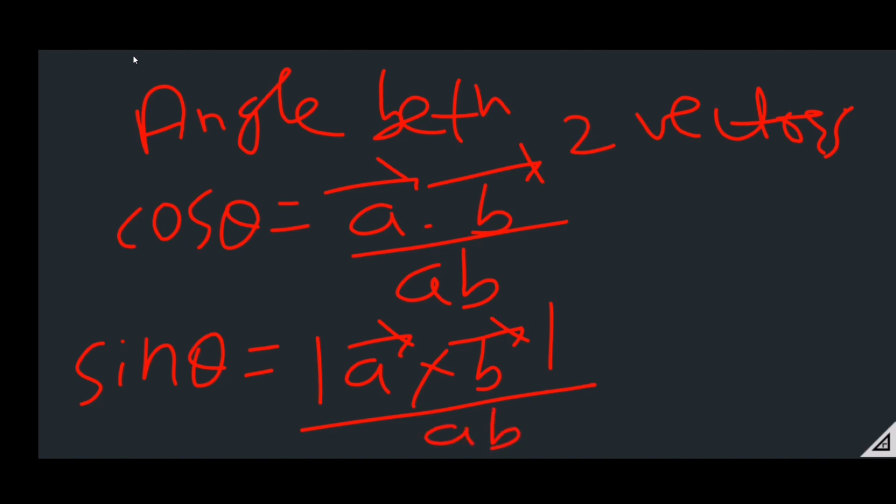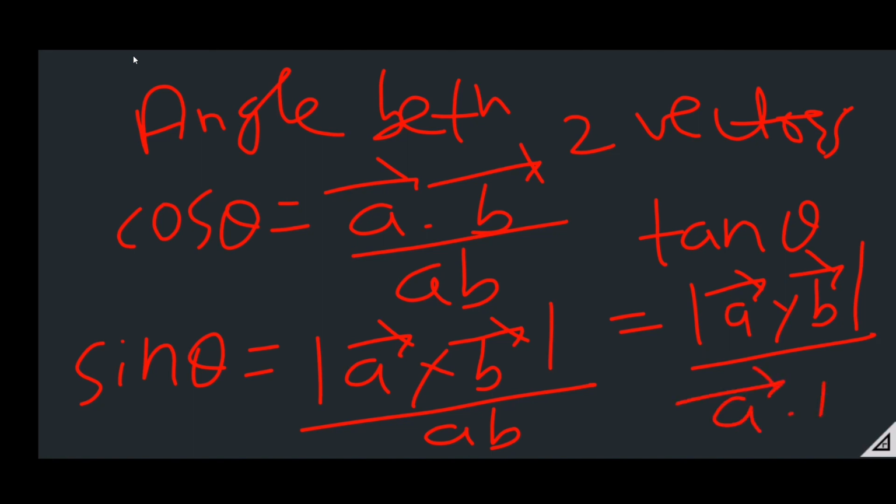Or tan theta equals, from here only, sin theta by cos theta, and tan theta equals modulus of a vector into b vector upon a vector dot b vector. So these three are the formulas to calculate the angle between two vectors: cos theta equals a vector dot b vector by ab, sin theta equals modulus of a vector into b vector upon ab, or tan theta equals modulus of a vector into b vector upon a vector dot b vector. Any of these three formulas can be used to calculate the angle between two vectors if two vectors are given.